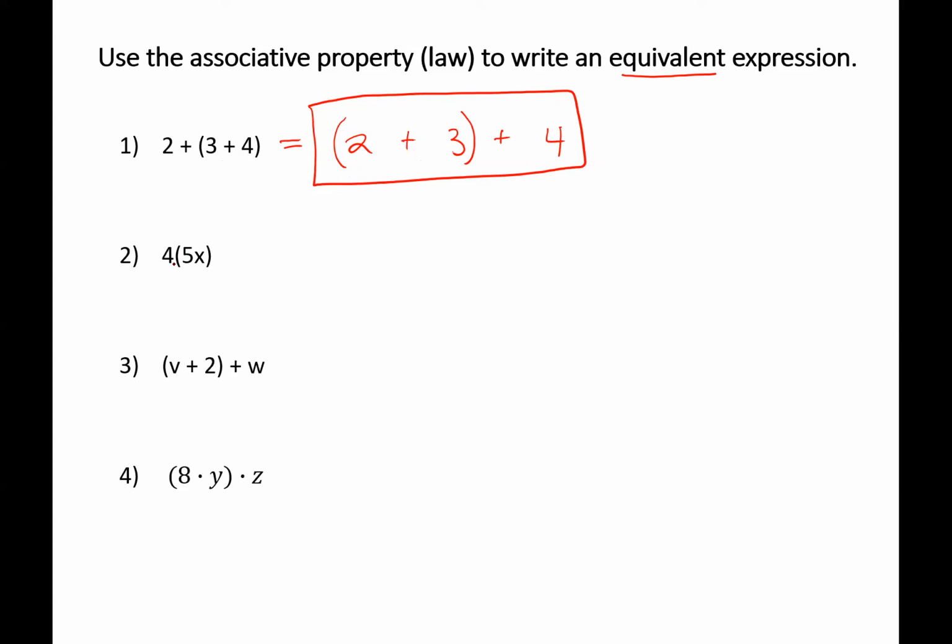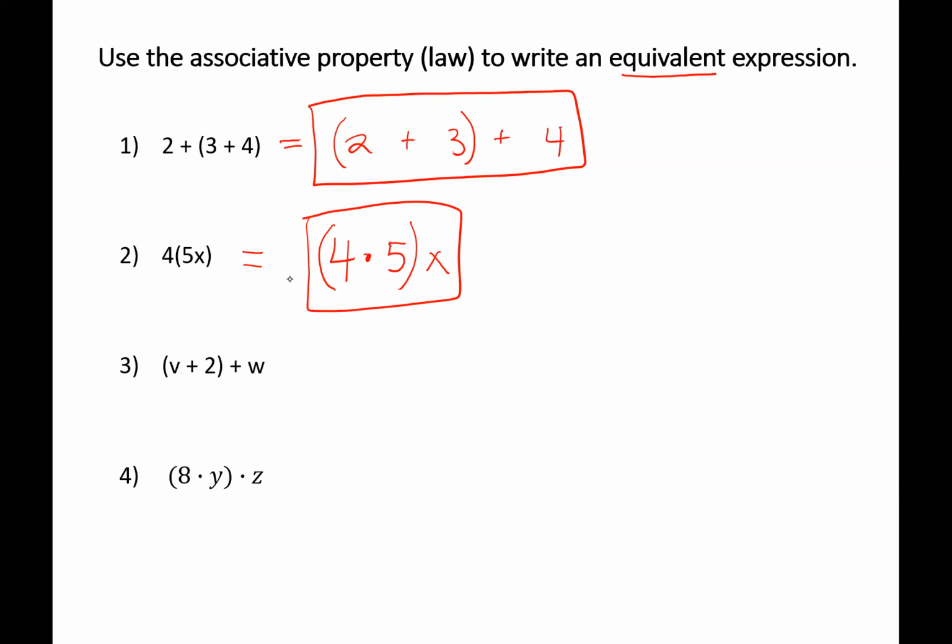Number 2, 4 parentheses 5x. This is a multiplication problem. I will rewrite 4, 5, and x, but I want to rearrange where my parentheses are. Instead of being around 5x, I'm going to put it around the 4 and the 5. Now what's missing here, if you can see this, it looks like I've written 45 with a space in between. It's not 45. I do need a multiplication symbol here. A little dot will be fine. So what I've rewritten, instead of 4 parentheses 5x, close parentheses, is parentheses 4 times 5, close parentheses, then x.